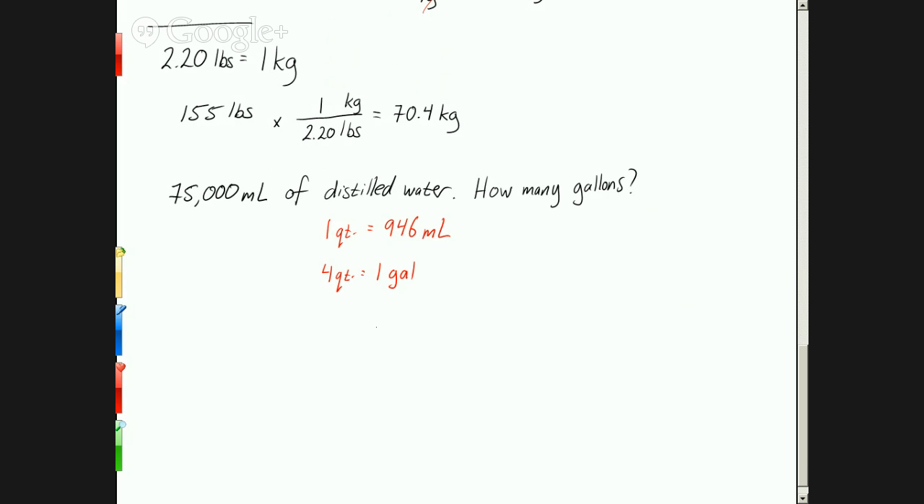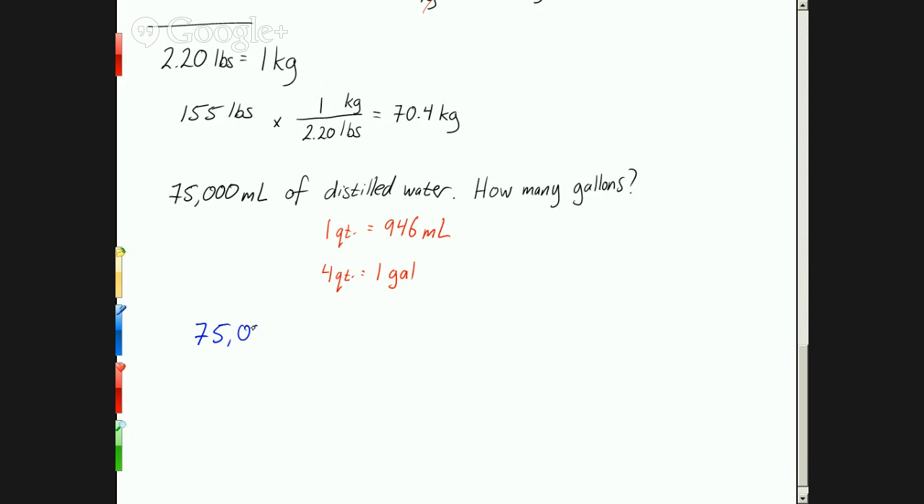So in this case, it's not quite as simple as what we were doing before, because we don't just have one conversion to do. We actually have two. We can't go straight from milliliters to gallons because we don't have a conversion from milliliters to gallons. So we have to go milliliters to quarts because we got that one, and then quarts to gallons because we got that one. The neat thing about this method that we've been looking at is you can actually set all of this up and do it at the same time. So it looks like this.